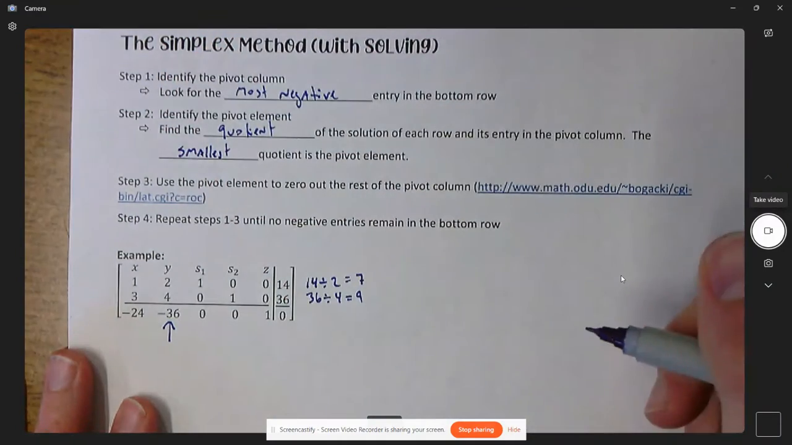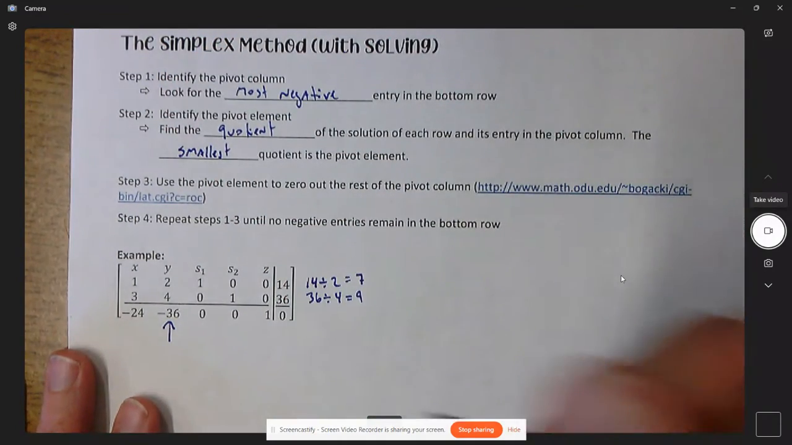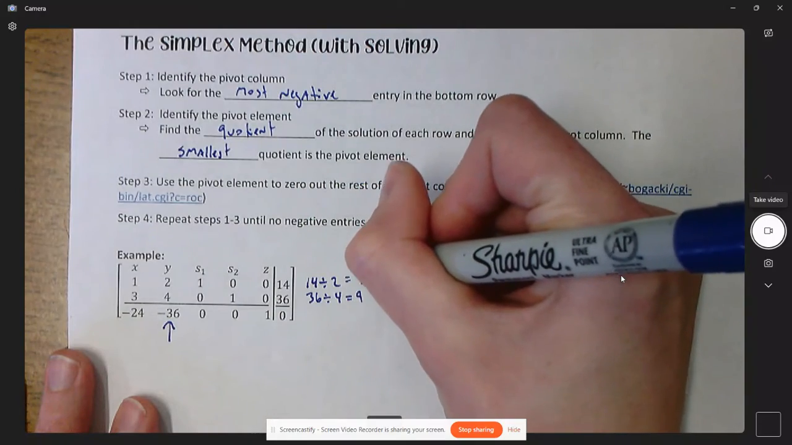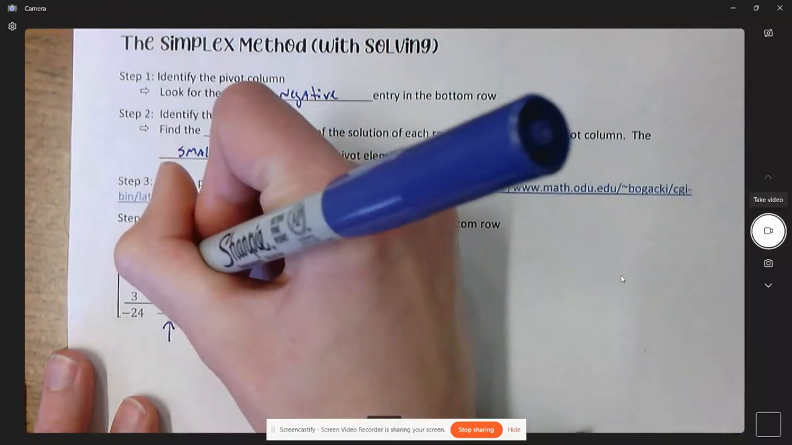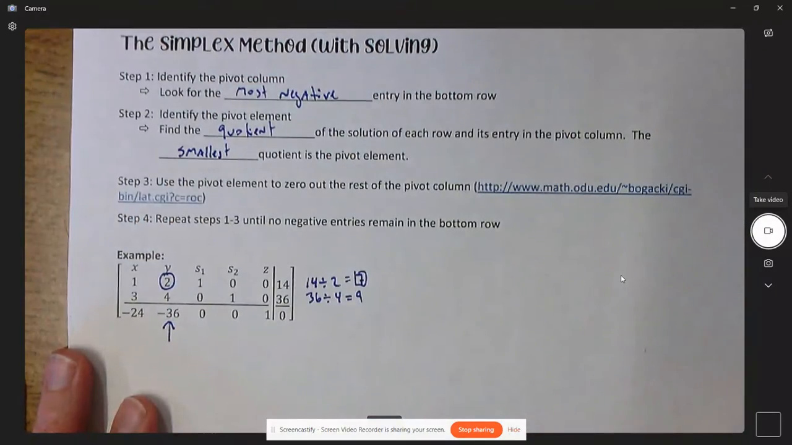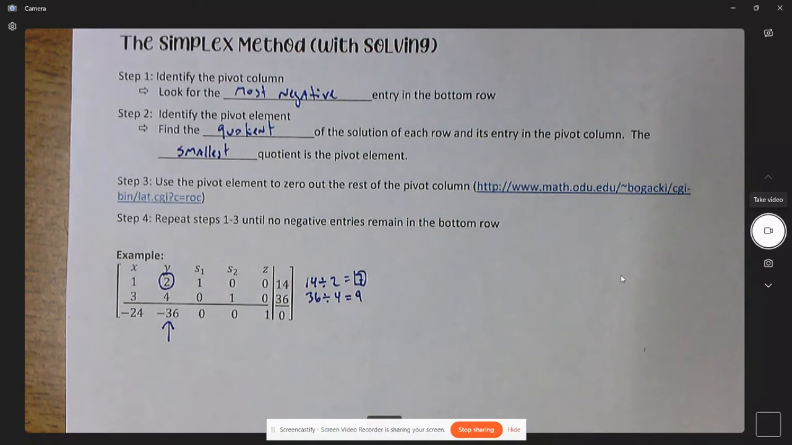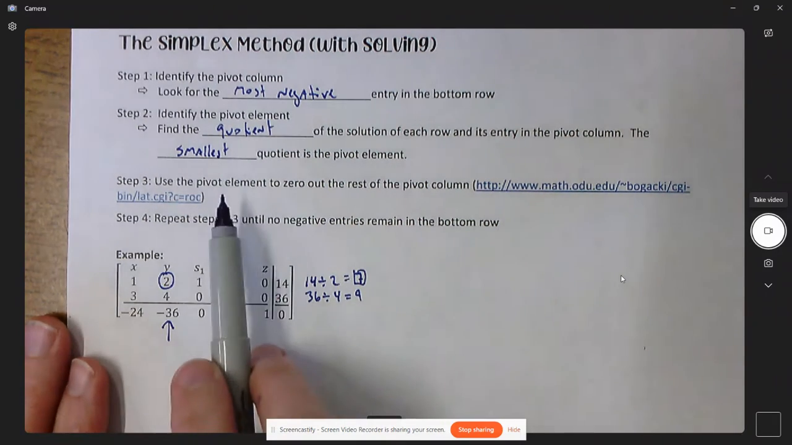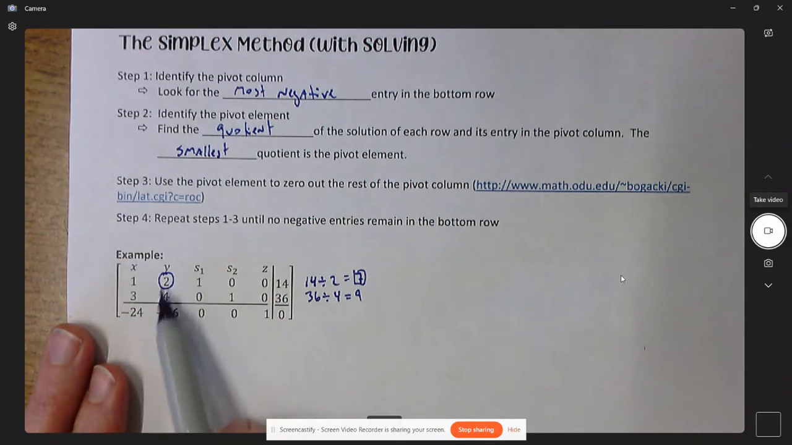So you find these quotients, and then the smallest quotient is your pivot element. In that case, this 7 here is the smaller of the two, so this is going to be our pivot. That's the one that we're going to use as our 1 to clear out the rest of that column. Once we figure that out, we are then going to zero out the rest of the column, just like you would with a matrix. So we're going to use this 2 right here to get rid of the 4 and the 36.